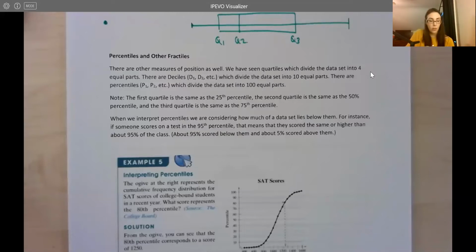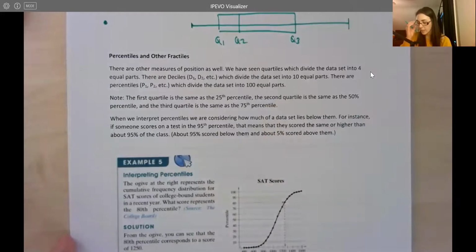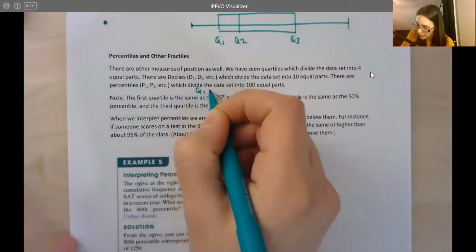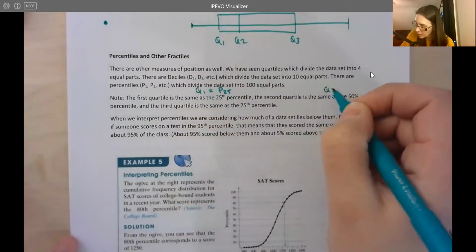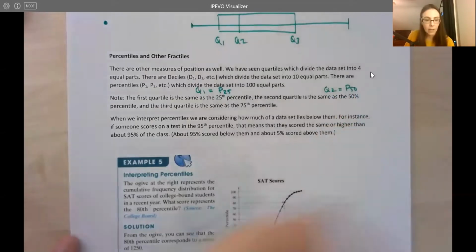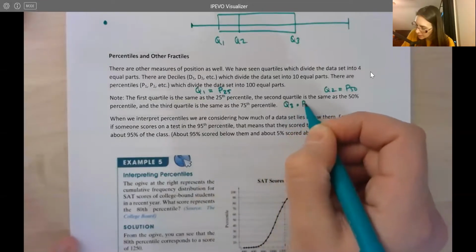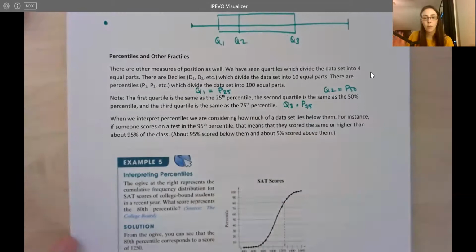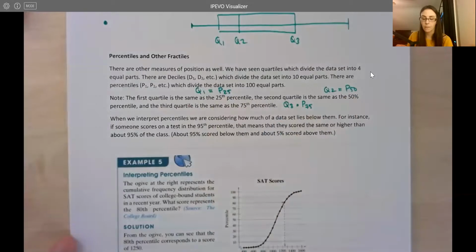Now, the first quartile is actually the same thing as the 25th percentile. The second quartile, or the median, is the same thing as the 50th percentile. And your third quartile is the same thing as the 75th percentile. Now, what that notation looks like is your first quartile equals the 25th percentile. Your second quartile equals the 50th percentile. And then your third quartile equals the 75th percentile. So for the percentiles, we write the little number there next to it for which percentile we're referring to.